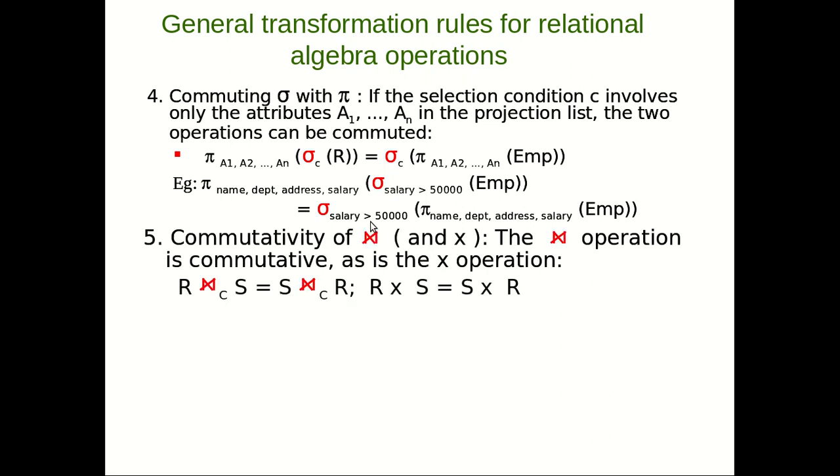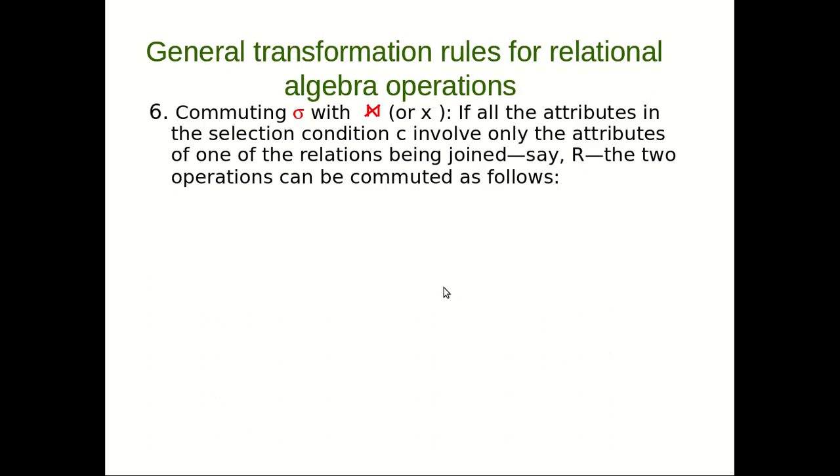Then commutativity of join, similar to cross product. The same rule is applicable to cross product also. Join operation is commutative, that is, R conditional join with S can be written as S conditional join with R. Similarly for cross product also, R cross product S can be written as S cross product R, same result, no problem.